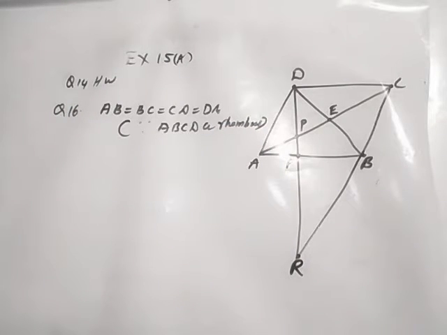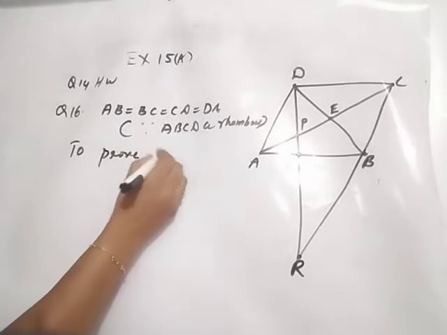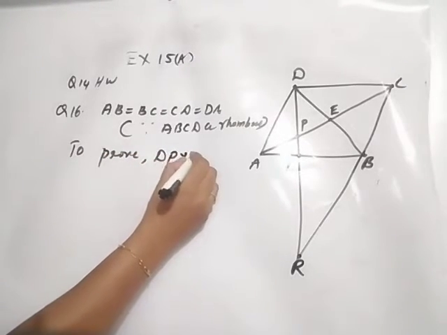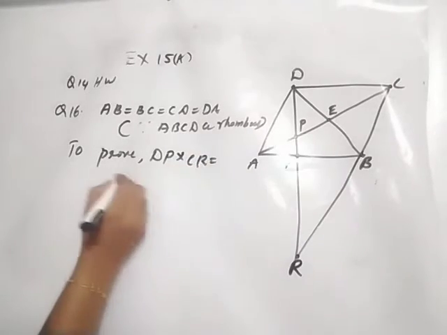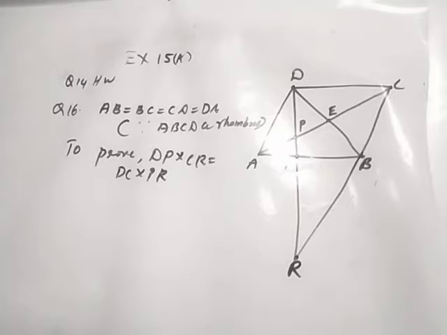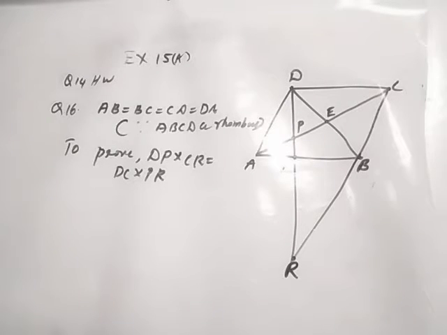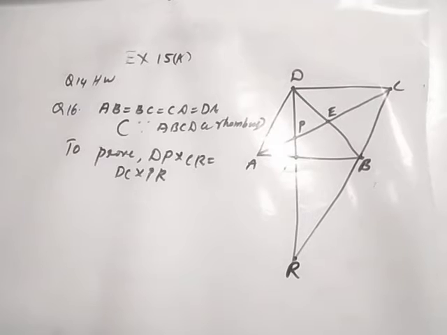Now the question is to prove that DP into CR equal DC into PR. We have to prove that product. To prove DP into CR equal DC into PR, after writing the proportion, side proportion only, we can cross multiply to get this product. So we have to consider two triangles and prove them similar.